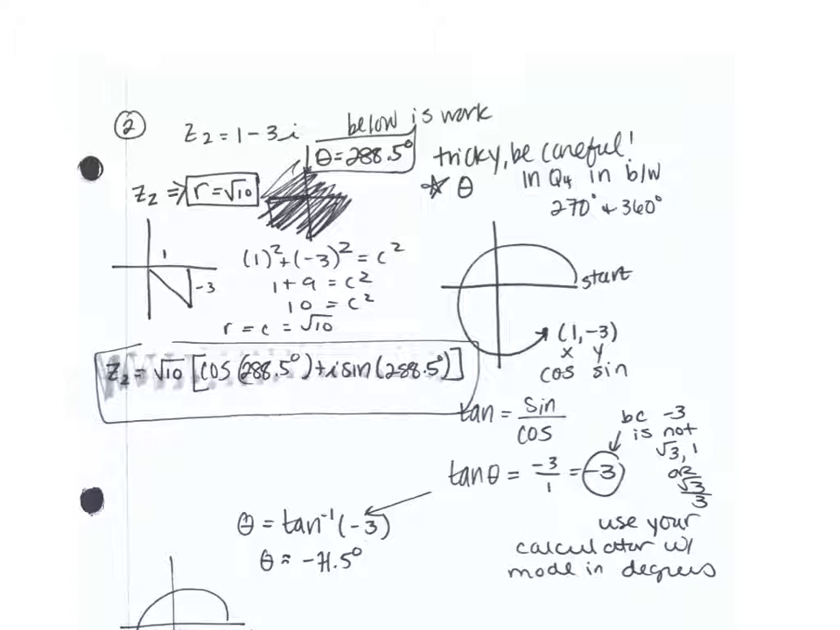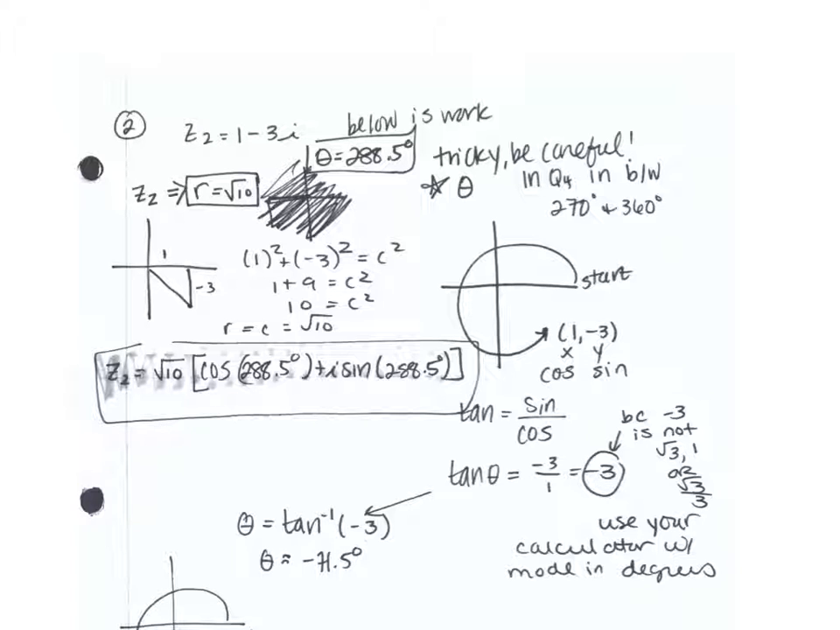So z sub 2 was the same thing. It was maybe a little harder, because the ratio for tan was not on your unit circle. It wasn't some kind of 1, root 3, or root 3 over 3. When you see that, you can still find theta, you just have to use your calculator. And I always put my mode in degrees.